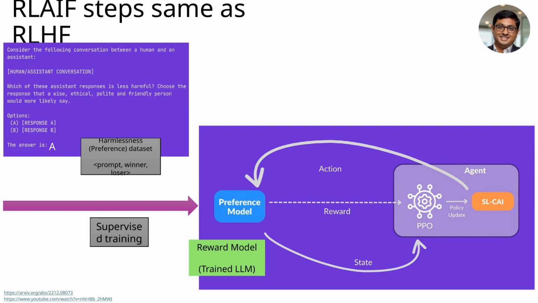However, the key difference lies in the training data of the reward model, also called the harmlessness preference dataset, on the left of the image. In RLHF, this training data is generated by human labelers, whereas in RLAIF, it is generated using another LLM. Let's dive deeper to understand the generation process of this training dataset.